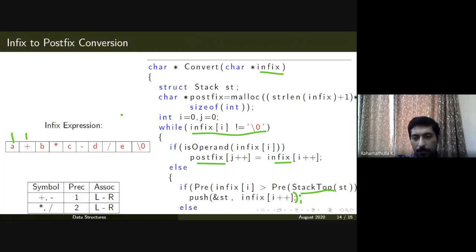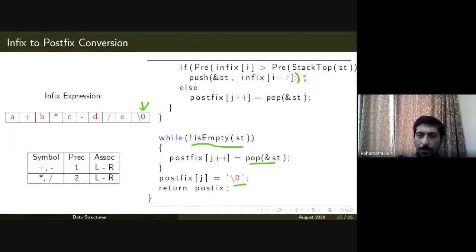If it is an operator, you need to check the stack top and compare the precedence of both operators, the incoming one and the stack top operator. If the stack top operator has lower precedence, then push onto the stack. If the stack top operator has higher precedence, then pop it. Once you are done with the infix expression, you check whether something is left on the stack. If anything is left, pop all the entries and put them into the postfix expression. That's it.